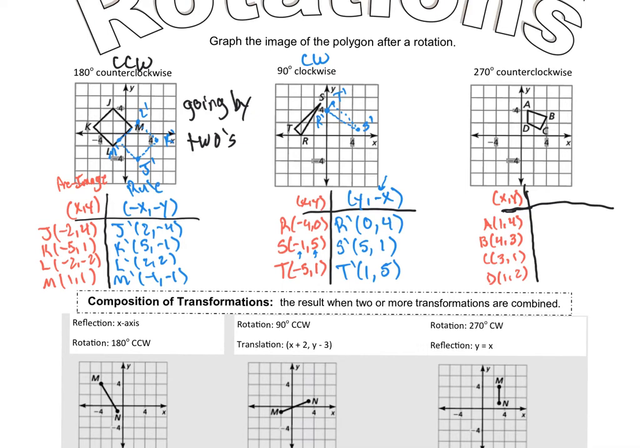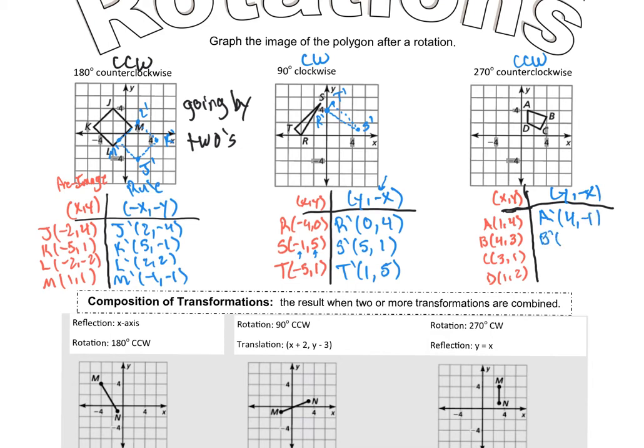So let's look at the last one. 270 degrees counterclockwise, which is actually the same thing as 90 degrees clockwise. So the rule is actually the same for this one. It's going to be (y, -x) for this one as well. So let's look at this. We got A prime is going to look like this. Y comes first, so the 4 is going to come first. Then the 1 comes next, but there's a negative here, so it's going to change sign, so negative 1.